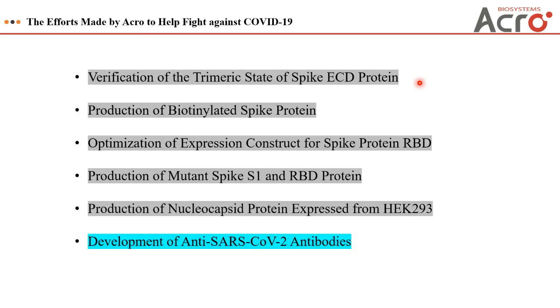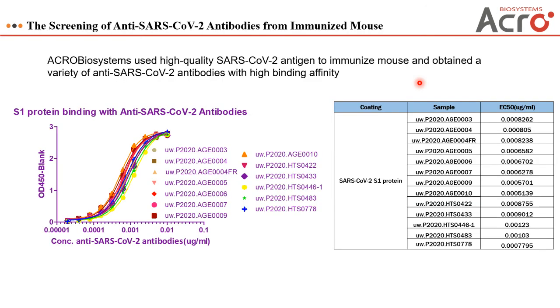In the last part, I will talk about how ACROBiosystems has developed anti-SARS-CoV-2 antibodies that can be used in antigen and antibody test development. In addition to offering SARS-CoV-2 antigen products, ACROBiosystems has collaborated with its partners to develop anti-SARS-CoV-2 antibodies as well. We use our high-quality SARS-CoV-2 antigen products to immunize mouse and obtain multiple anti-SARS-CoV-2 antibodies.